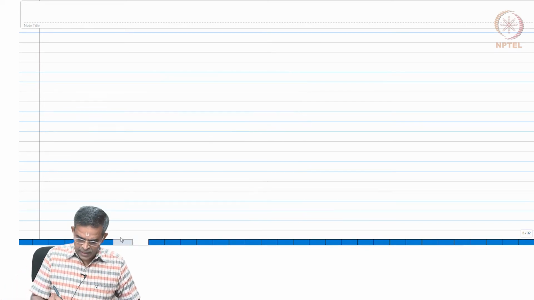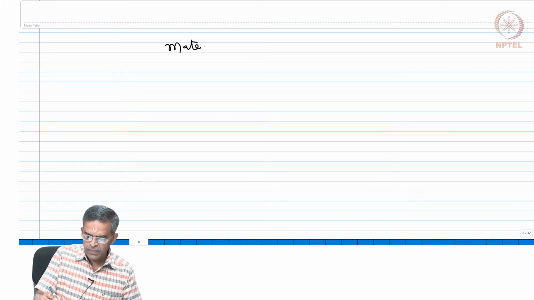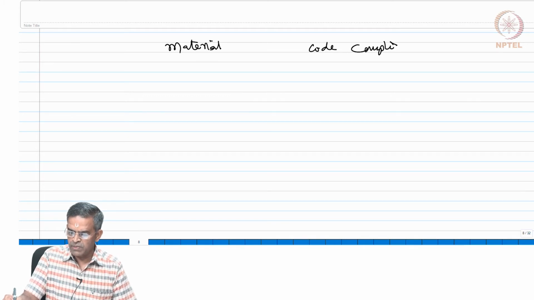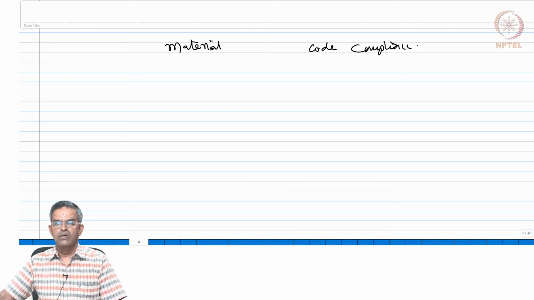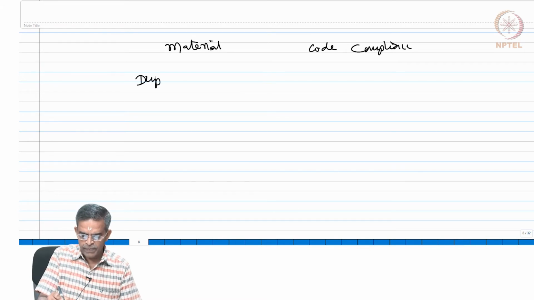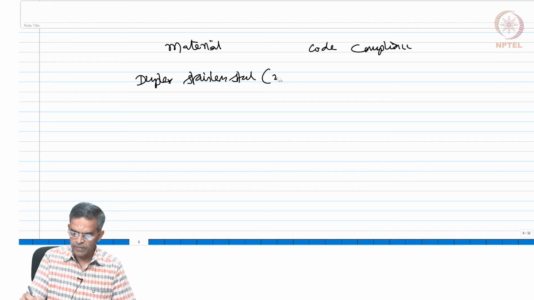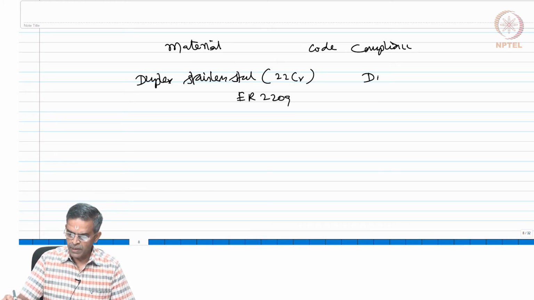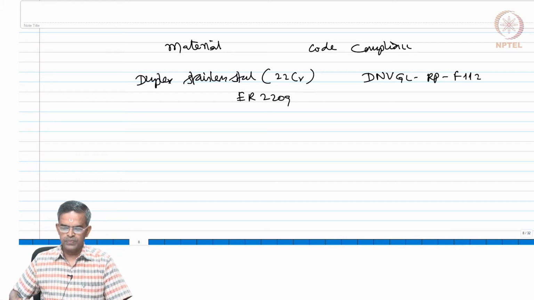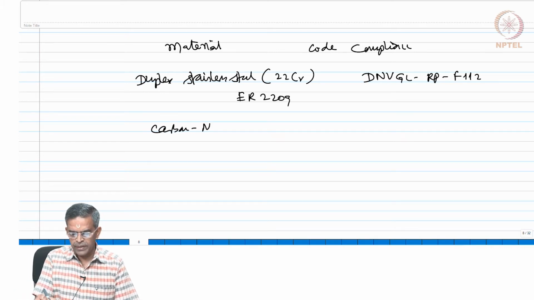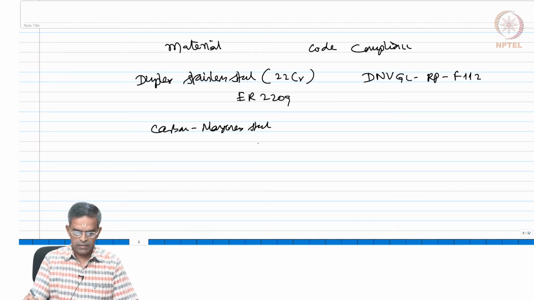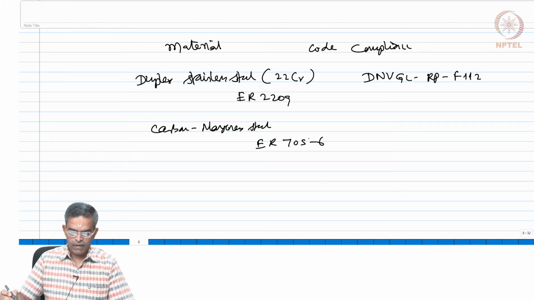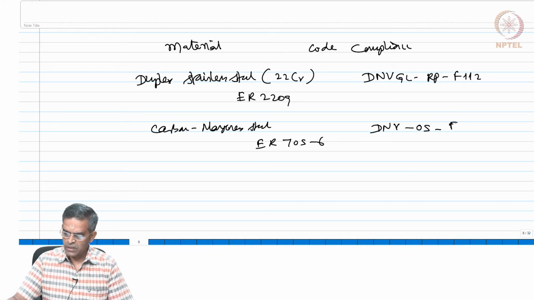Before we go to that, let us see the material we are choosing and what is the code compliance of this, because we already said the choice of the material also depends on whether the code accepts it or not. So, duplex stainless steel is recommended as 22 CR, ER 2209, which is recommended by DNVGL RP F112. Carbon manganese steel is also recommended for marine application, which is ER 70S6, recommended by DNV OS F101.